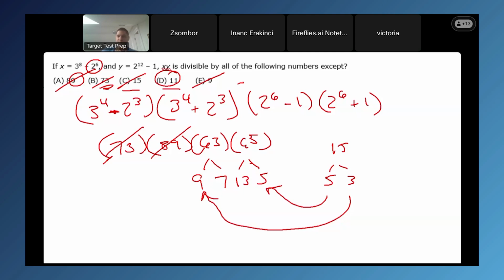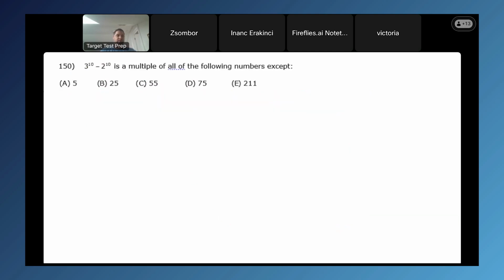In fact, we can do one more similar one like this and then do a couple other things. But sometimes you don't have to go through all of the answer choices to come up with the right answer. All right, so take a stab at this here.